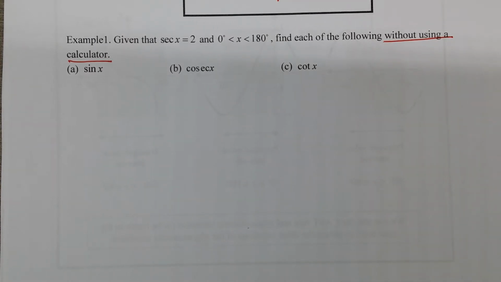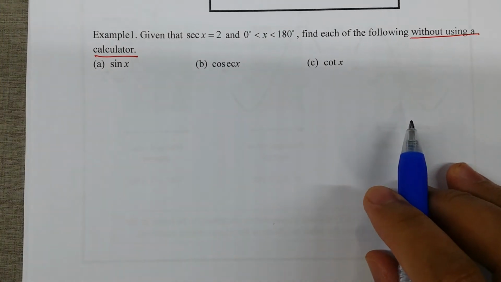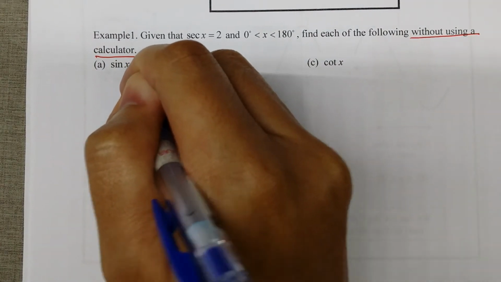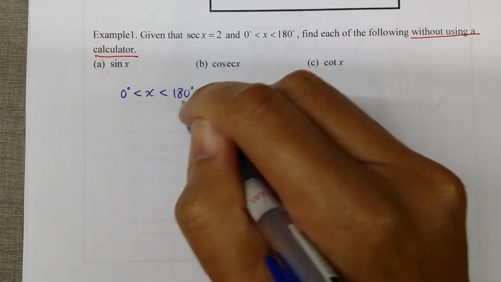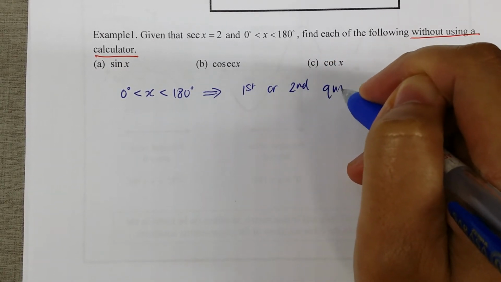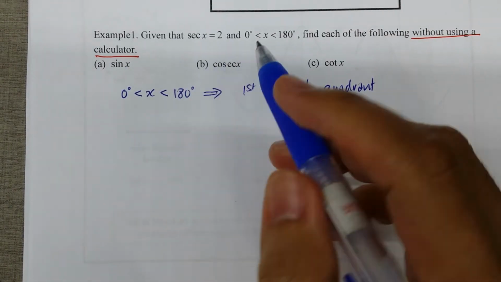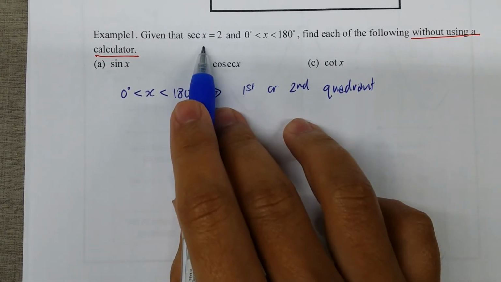So let's take a look. Secant x equals 2, x between 0 and 180. So from the information over here, when x is between 0 and 180, that means it's either first or second quadrant. Make sense? Now secant x equals 2. If I know that it's first or second quadrant, what about secant x equals 2?